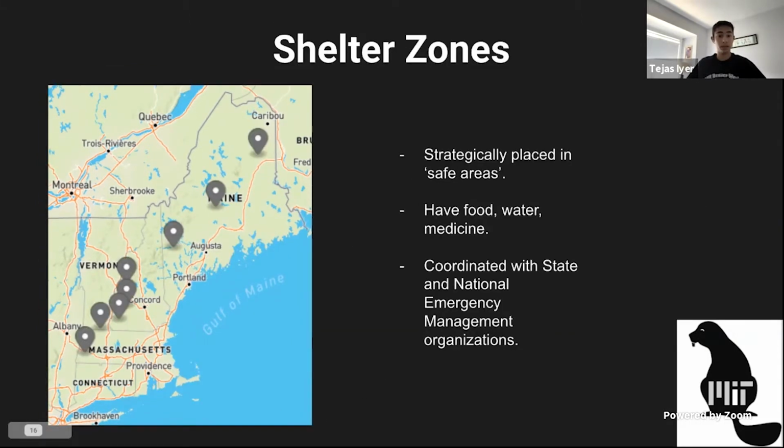And here are the shelter zones and safe areas you can go to if you're able to. Each of these will be equipped with and receive regular shipments of food, water, and medicine for the duration of the hurricane. And these are coordinated with state and national emergency management forces for the best protection of you all.